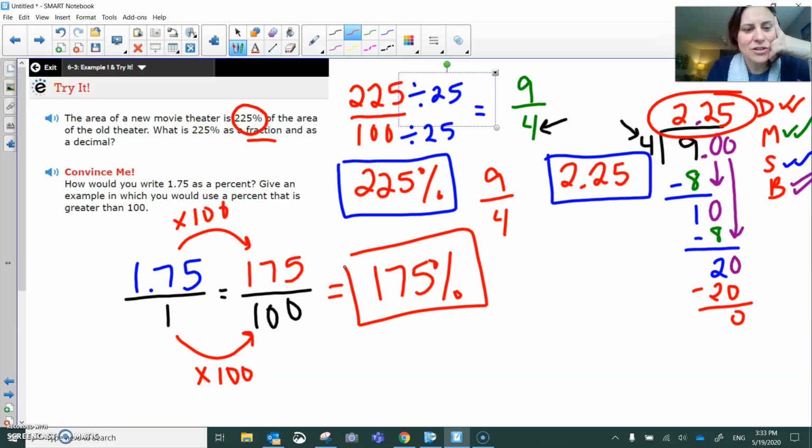Give an example in which you would use a percent that is greater than 100. Oh, I'll give you an example. Let's say you got a raise. Let's say that yesterday you made $20, and today, if you're going to make 100% of that, it means you're going to make $20 again. But what if today I gave you $40 instead? That means you made 100% and another 100%. That would mean today you're making 200% of what you made yesterday.